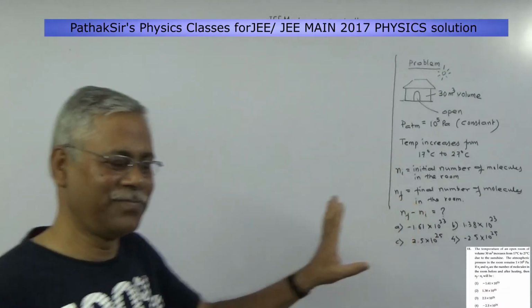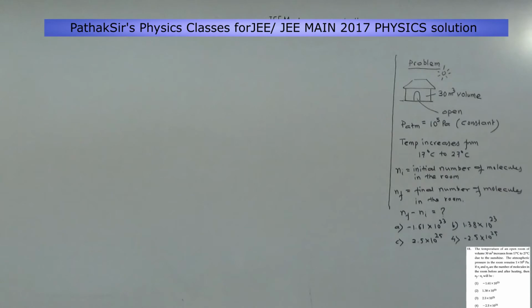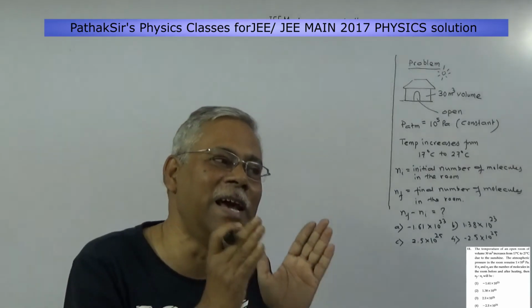Consider this room, the door is open, okay, pressure is constant. Now temperature is increased. What happens if temperature increases? The molecules will move away from each other, density will drop. So if you burn, if you light a heater in this room, what will happen? Air will go out or air will come in? Go out. So the simple conclusion: will the final number of molecules be greater than the initial number, or less than the initial number?